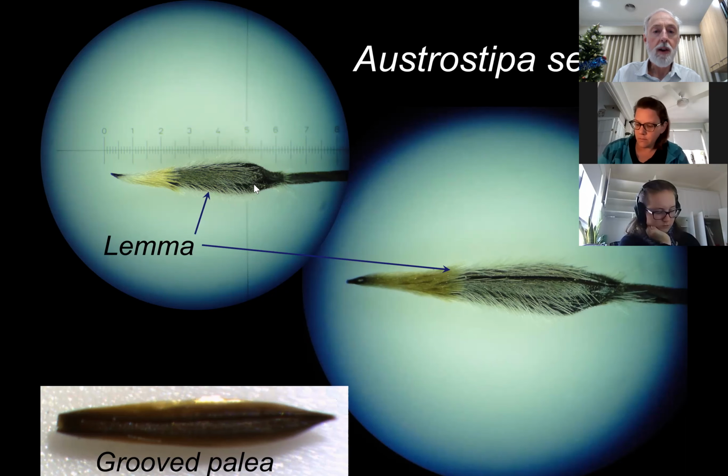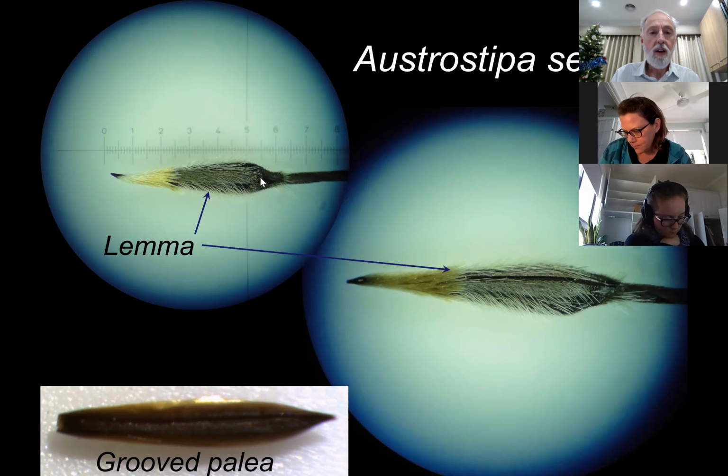So the lemma, we would say, has hairs fairly uniformly scattered over most of the lemma, and then those hairs abruptly stop at the part of the lemma that rapidly contracts into the diameter of the awn. The species that you're most likely to confuse this with, and that wasn't immediately coming to me on Thursday, just as soon as I saw this picture, I thought, of course, it's Austrostipa gibbosa.